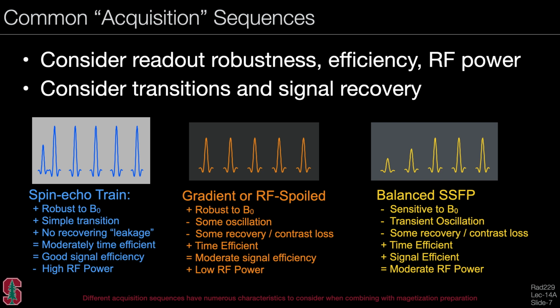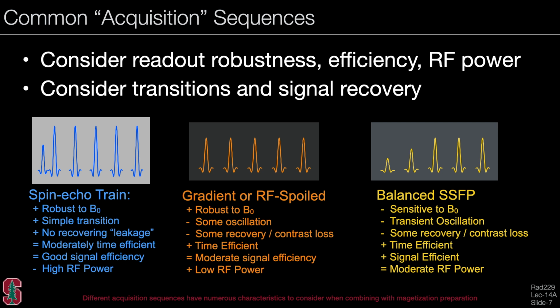Finally, it's quite common to use a balanced SSFP readout. A drawback is this is sensitive to the static magnetic field inhomogeneities or B0 variations. Another drawback is that if not controlled, there can be transient oscillations in the signal that can cause artifacts. There also can be some recovery of signal, and we will basically approach the steady state contrast of the sequence.